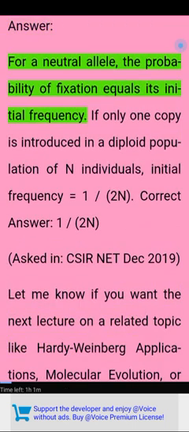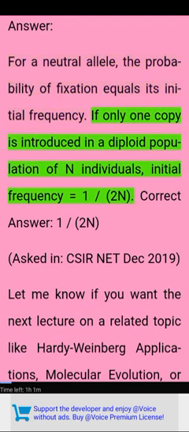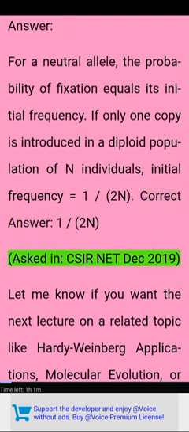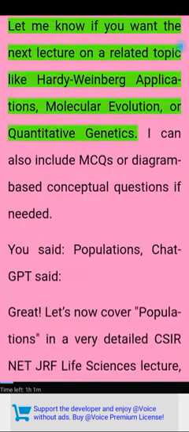Answer. For a neutral allele, the probability of fixation equals its initial frequency. If only one copy is introduced in a diploid population of N individuals, the initial frequency equals 1 over 2N. Correct answer, 1 over 2N. Asked in CSIR NET December 2019.